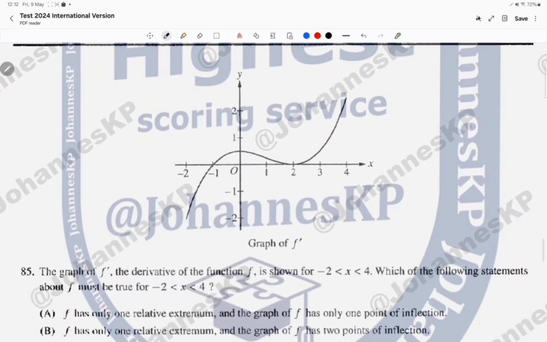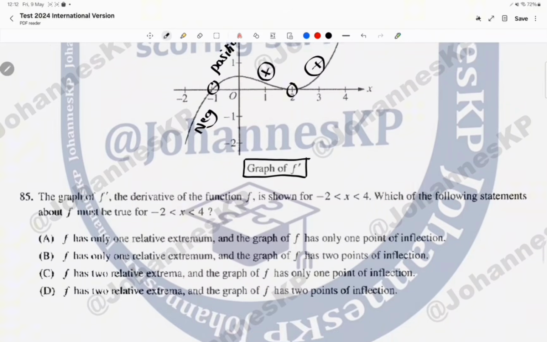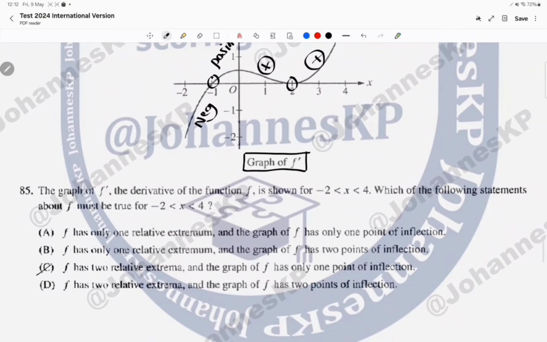85. Okay, so this is the graph of f prime. To have an extremum, it must be hitting the x-axis, and it also has to be going from negative to positive or positive to negative. But going from positive to positive is not going to count as an extremum. Okay, so it's not C and it's not D.